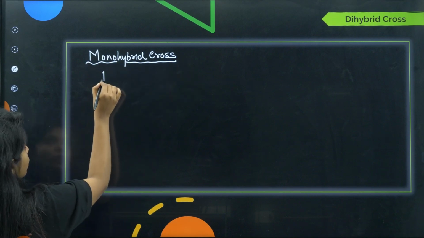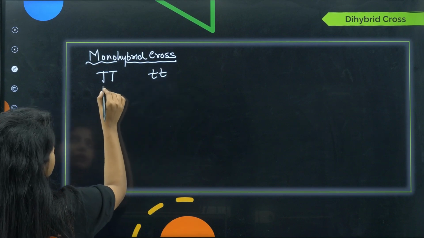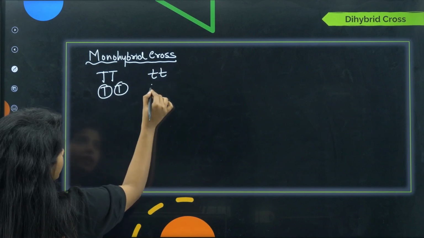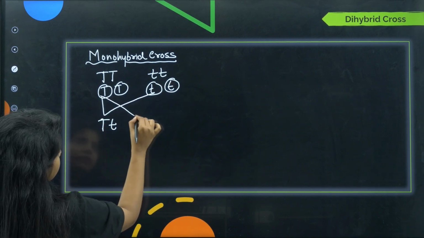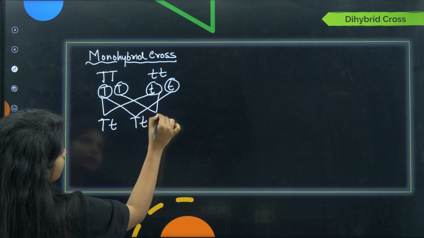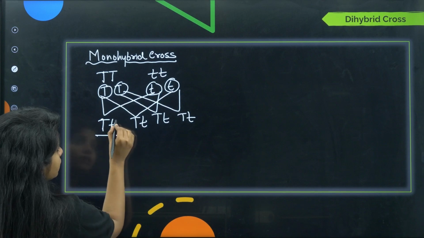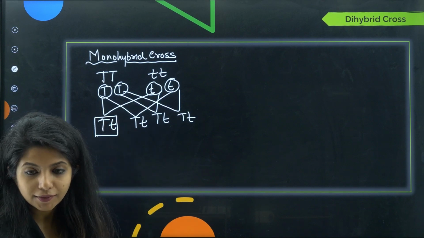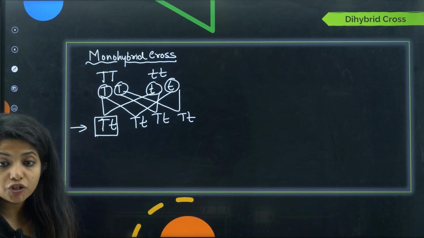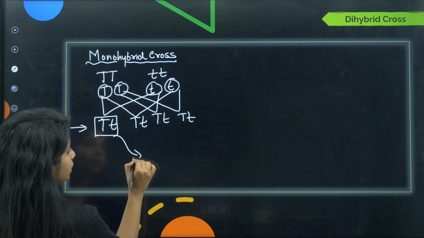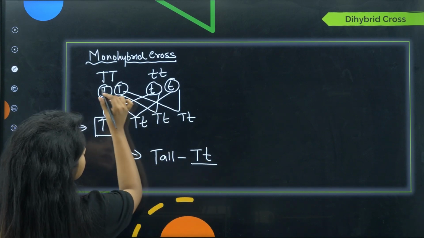When I took a pure breeding tall plant and a pure breeding dwarf plant and crossed them, what did I get? I got capital T small t, again capital T small t, again capital T small t, and capital T small t. I call this a hybrid. This particular generation is the hybrid generation. Why? Because now they are tall, but they are tall like this. It's not tall like this.